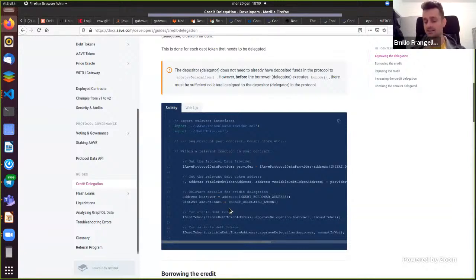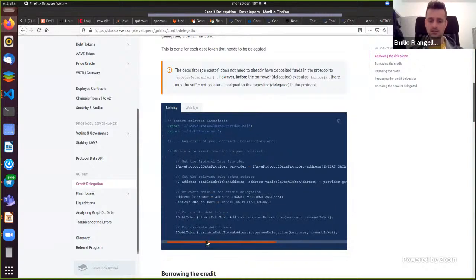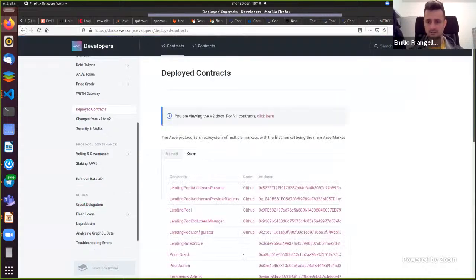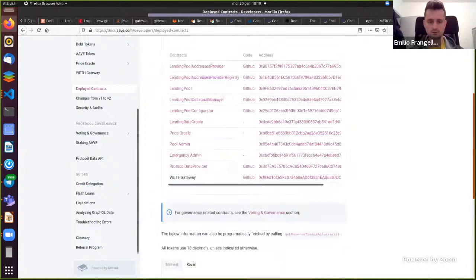And for each asset that is listed in Aave, we have two different kinds of tokens. We have stable debt token and variable debt token, because in Aave you can borrow at two different rates, stable rate and variable rate. Okay, so to interact with the credit delegation and be able to delegate to a certain user, you will need the debt token address of the debt that you want to allow. So for example, imagine that I want to allow a user to borrow WBTC at variable. Okay, I go here, deploy contracts. Here there is the list of contracts that have been deployed.